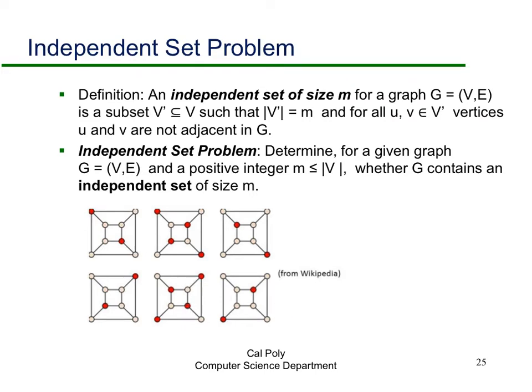So you can see that a single vertex from a graph would be a trivial independent set of size 1, and basically in general what we'll be looking for is the largest one, but we'll just define a decision problem where we're looking for an independent set of size m.